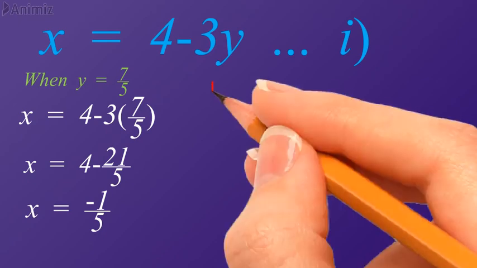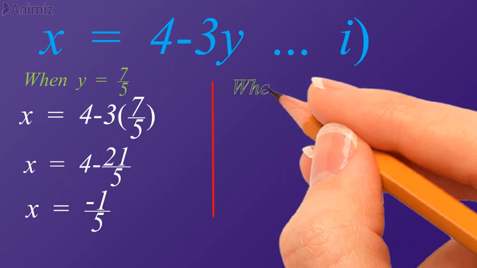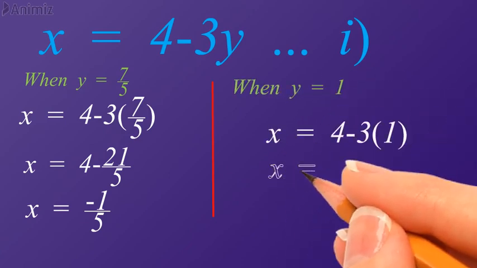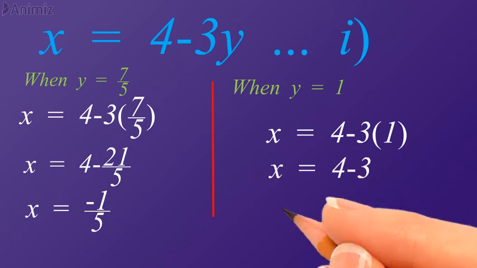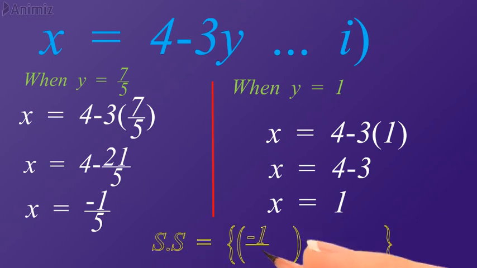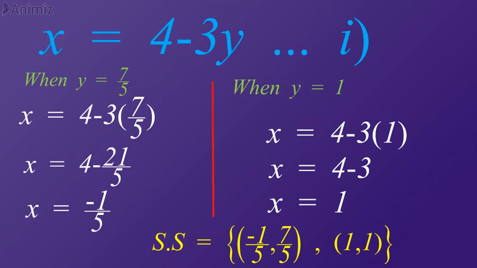Now taking the second value of y, which is y is equal to 1. Putting again in equation number 1. We have a linear equation in one variable x. By simplification, we got the value of x, which is also 1. Here, we see that for each value of y, we got a value of x. Now we will put these values in the solution set. Each value of x will be written with its corresponding value of y in the form of ordered pairs. When x is equal to -1 divided by 5, then y is 7 divided by 5, and when x is 1, then y is 1.